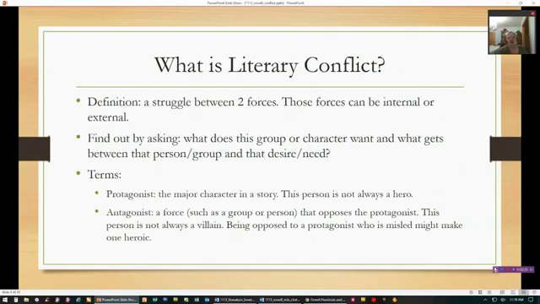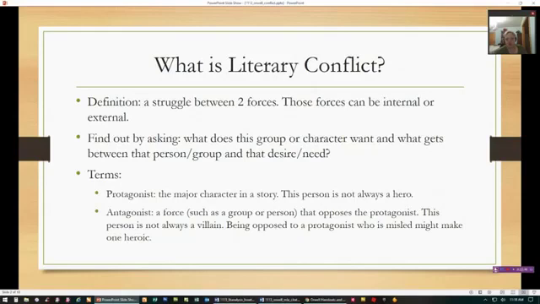And we need to find out what is going on by asking, what does this group or character want, and what gets between that person or group and what they desire or need? Right? And realize that in long works, you can have multiple conflicts. You can have secondary characters that have their own kind of side story, in long novels or epics.